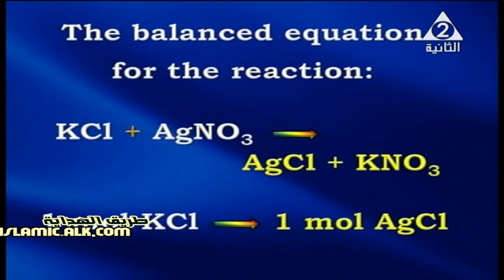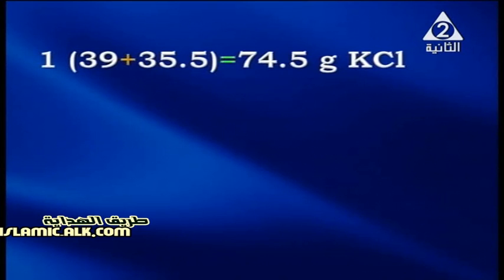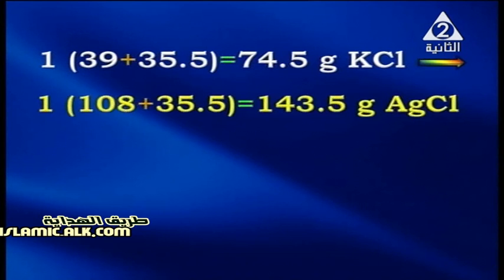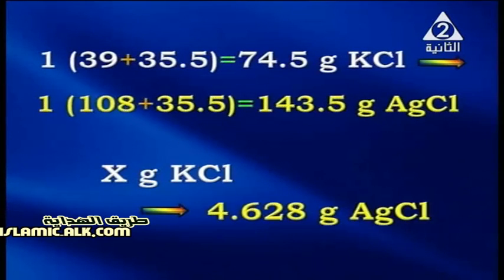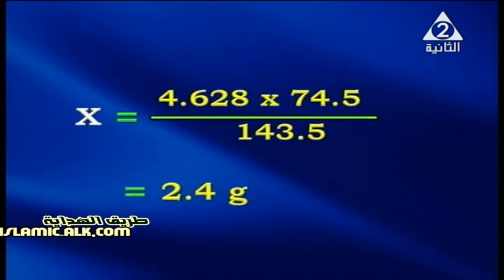So 1 mole of potassium chloride gives 1 mole of silver chloride. So 1 times (39 plus 35.5) equals 74.5 gram potassium chloride gives 1 times (108 plus 35.5) equals 143.5 gram silver chloride. So x gram potassium chloride gives 4.628 gram silver chloride. So x equals 4.628 times 74.5 over 143.5 equals 2.4 gram.